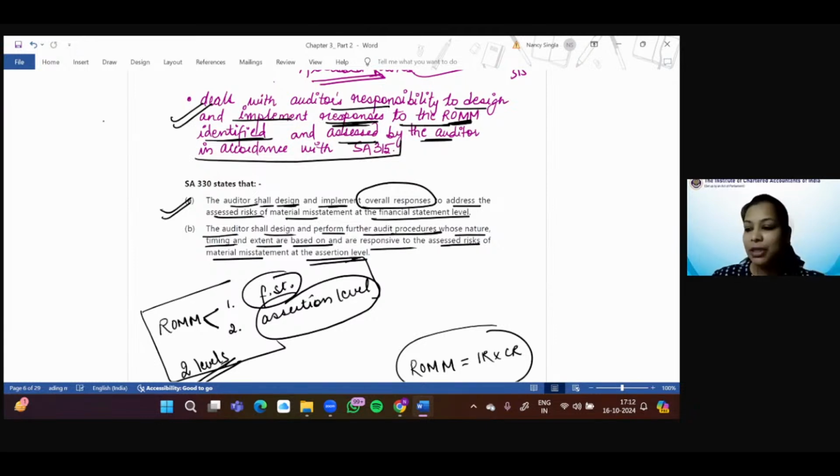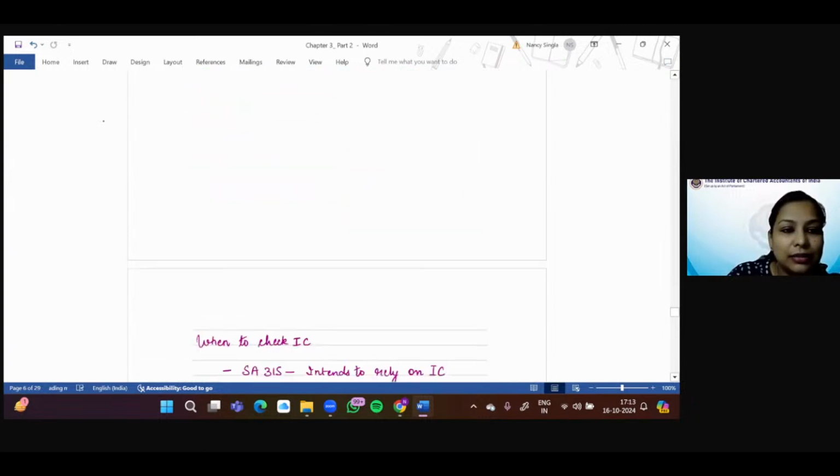level. Simple. Overall, financial statement level पे जो भी risk है, auditor is going to respond to those risks. He is going to design and implement the overall responses to such risk. And with respect to the risk at the assertion level, he is going to perform specific audit procedures which are based on and which are responsive to the assessed risk of material misstatement at the assertion level. Is it clear?